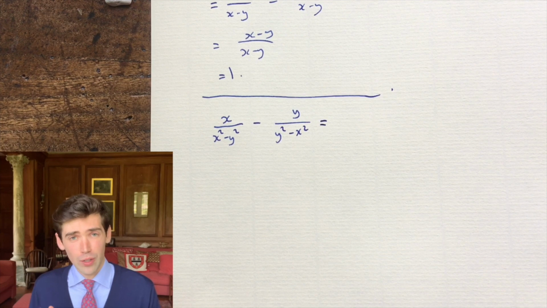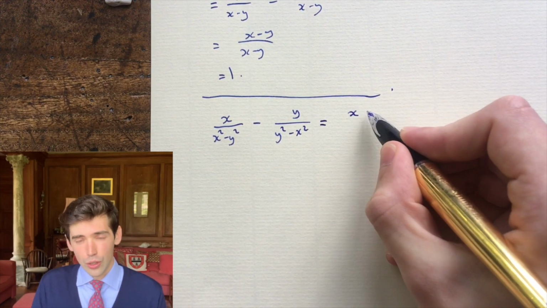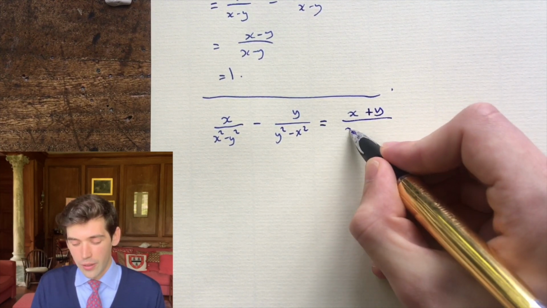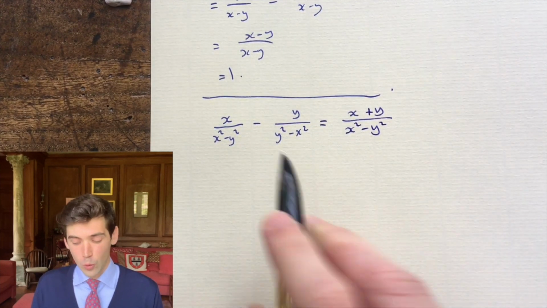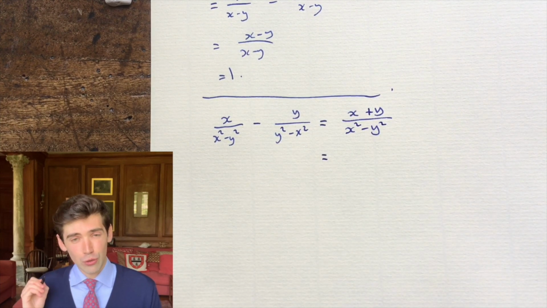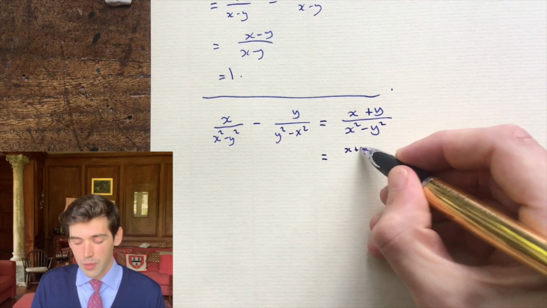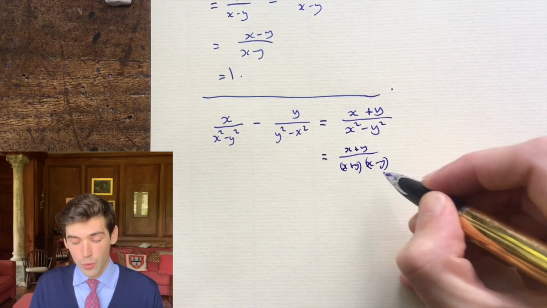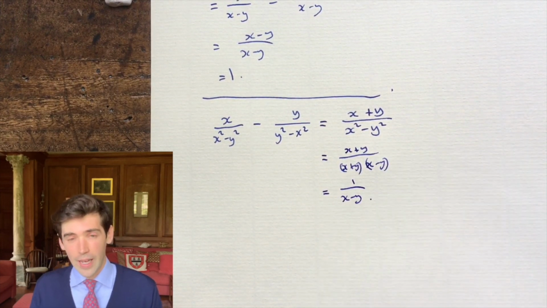Do have a go at it yourself, I would suggest, but otherwise I'm going to go through it now. And this time you add them together. So we actually get x plus y over x squared minus y squared when we change that sign. But now we're not done because you should recognize on the denominator we have a difference of two squares. So this is x plus y over (x plus y)(x minus y). And so we can cancel those to get 1 over x minus y.